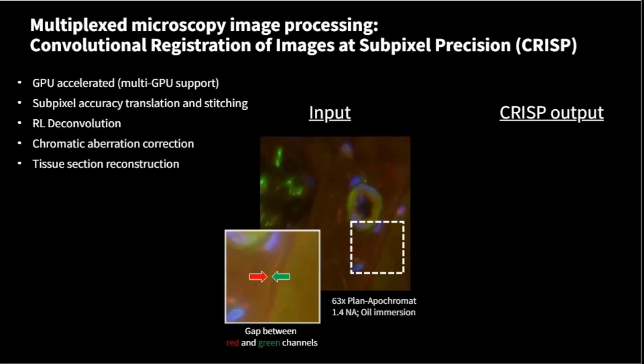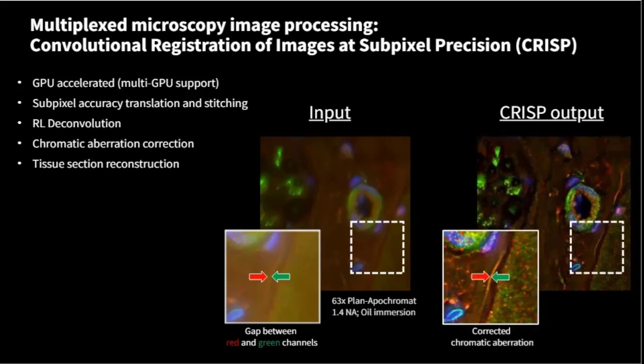spatially localized signals here. And so with CRISP, what we're able to do is not only deconvolve the image and make it less blurry, you can see that we've corrected the chromatic aberration. And this is actually the same tissue slice in the Z-stack that you're seeing. So the resolution and the deconvolution here is really robust.